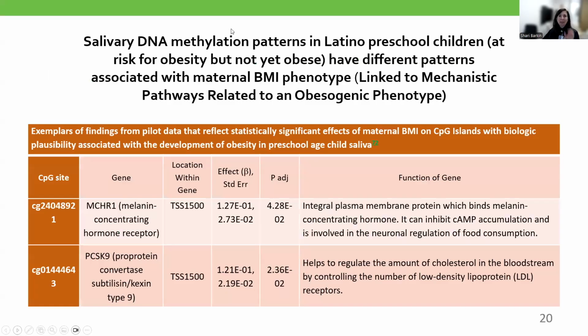And I'm just going to give you a little tiny taste of what those were. These are just exemplar findings from our data that reflected statistically significant effects of maternal BMI. We saw melanin concentrating hormone receptor differences. That's an integral plasma membrane protein, and many of you know this because it's involved in neuronal regulation of food consumption. We also saw that the site associated with PCSK9 was different as well, and that regulates the amount of cholesterol in the bloodstream.